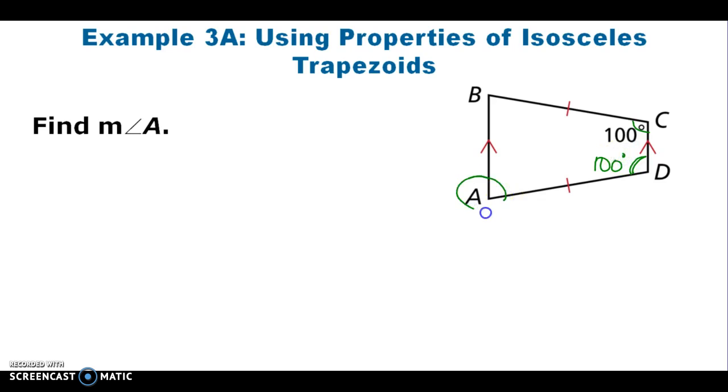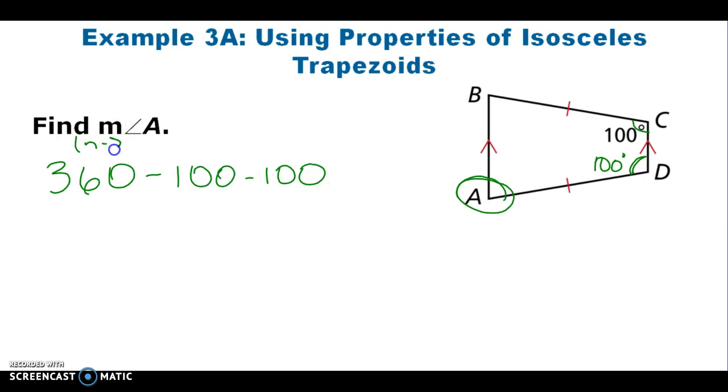But I'm looking for angle A. Veronica? 360 minus 200, and then you divide by 2. Where'd you get 360 from? All of the entire thing. Yeah, quadrilateral, right? All quadrilaterals' interior angles add up to 360.